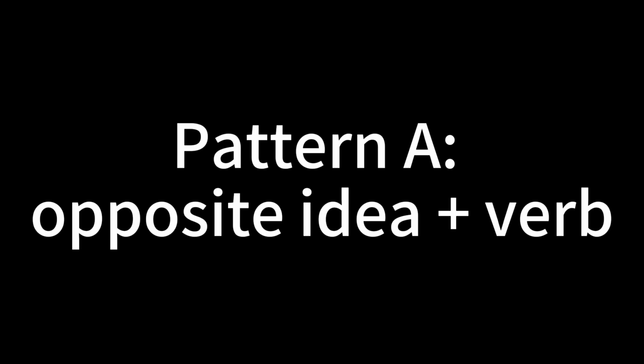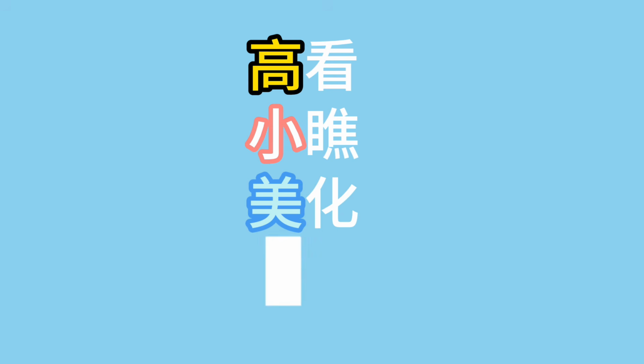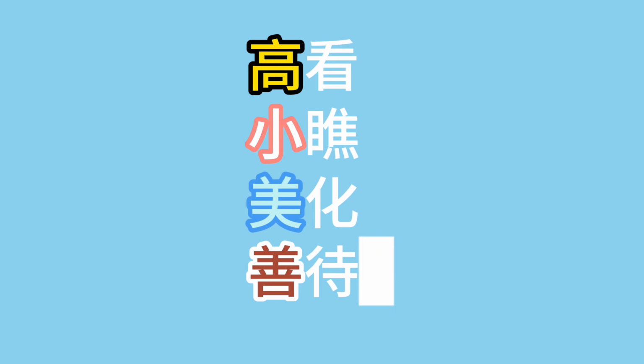Here is a tool you can actually use. Learn words in pairs. One word gives you the other word almost for free. The first pattern is opposite idea plus verb. For example, 高看 someone, to regard highly. 小瞧 someone, to look down on or belittle. 美化 something, to beautify, to glorify. 善待 someone, to treat kindly. Notice what's happening. The opposite idea creates a direction of meaning.